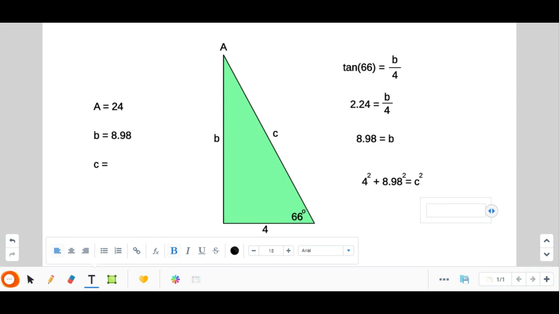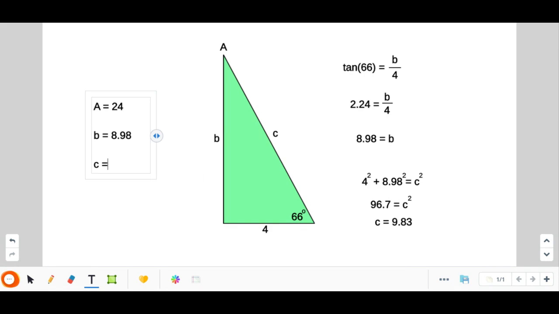So we have 4 squared plus 8.98 squared equals C squared. We're trying to find C, the hypotenuse. 4 squared plus 8.98 squared equals about 96.7. So C squared is 96.7, which means C will equal about 9.83. Again, the hypotenuse has to be the longest side, and it is 9.83. B is 8.98. Of course, side A we already knew was 4.